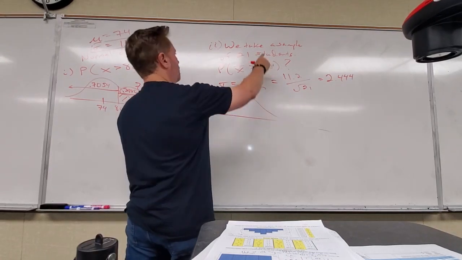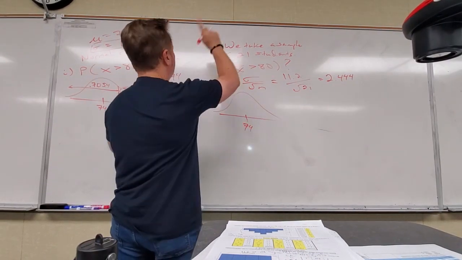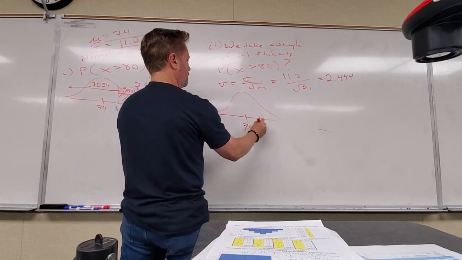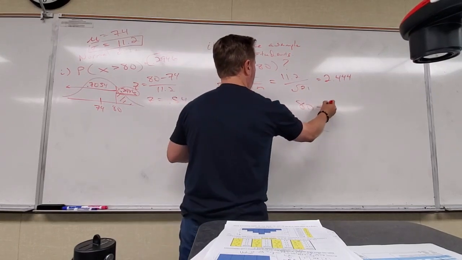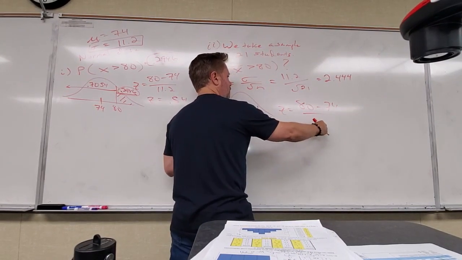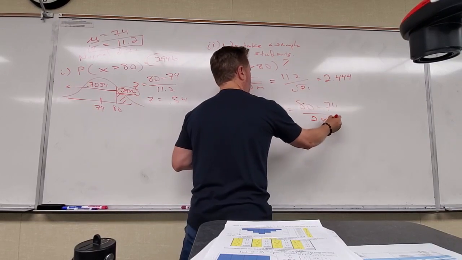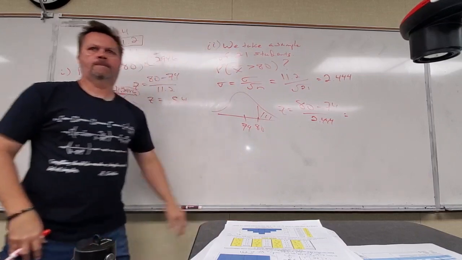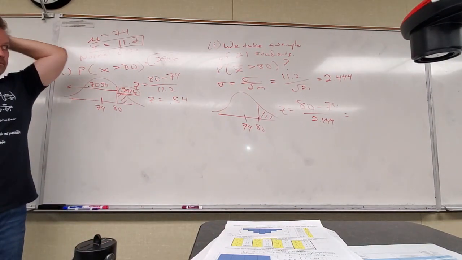Picture, normal, mean is 74. I'm interested in 80. Want to know the area above, make it into a z-score. So my data point minus the mean divided by the spread, which is now 2.444. Yes? So at the beginning of the equation we did sigma equals sigma over square root of n.